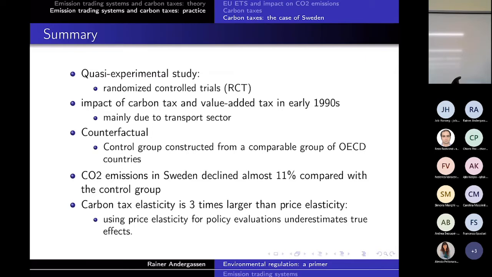In this case, the carbon tax elasticity is 3 times larger than the price elasticity, so much larger. So if you would use the price elasticity for policy evaluations, you would largely underestimate the effects. By using the price elasticity, which is commonly used because it is more easily available than specific tax elasticities, you would largely underestimate the effects. So these are the main results.